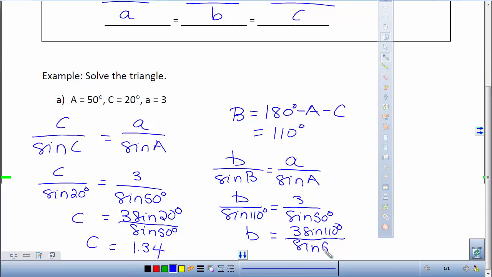At this point, I should expect that side b would be the largest, right? Why is that? Why would I expect that? Something I said, I know at least once or twice this semester.